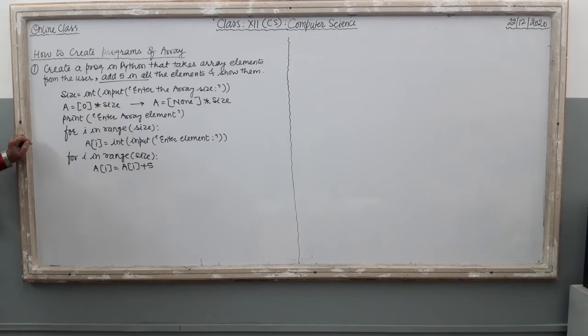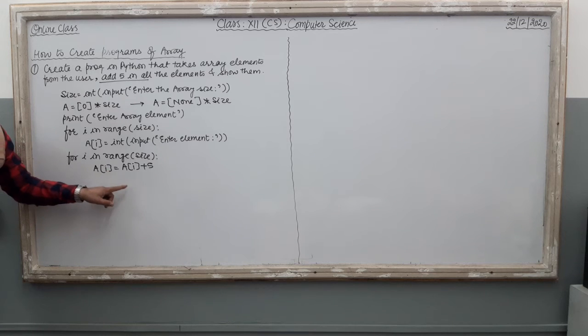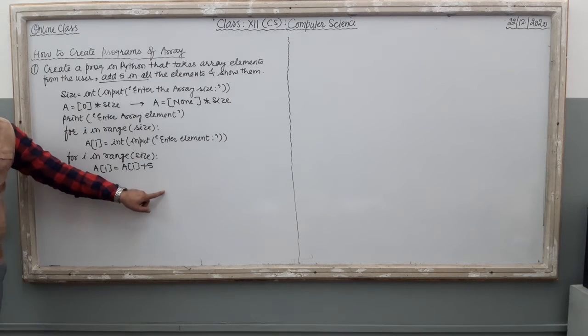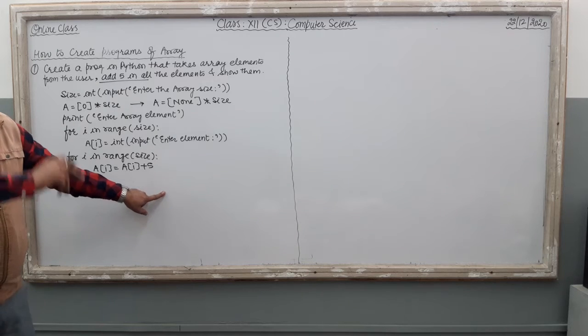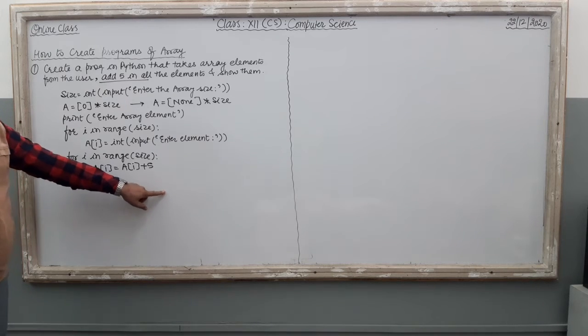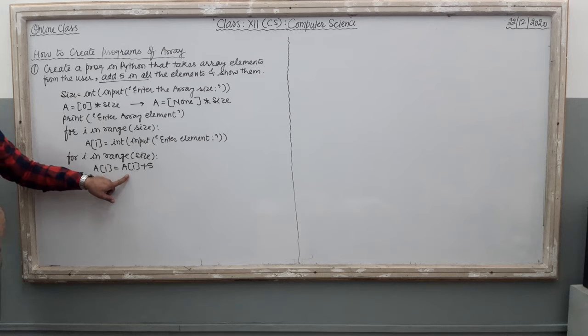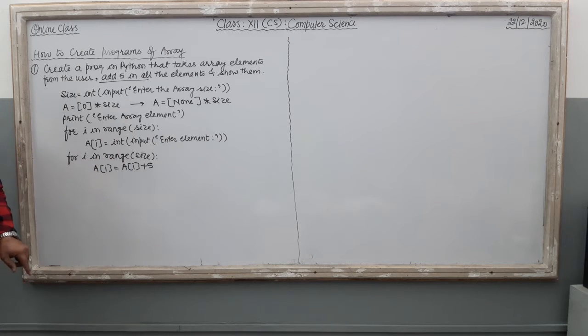Simple code. By this, the computer is going to increase the value of each and every data element by 5. Now the new value is ready. Then your last task is to show the array on the monitor.